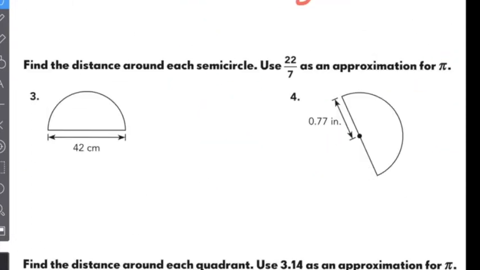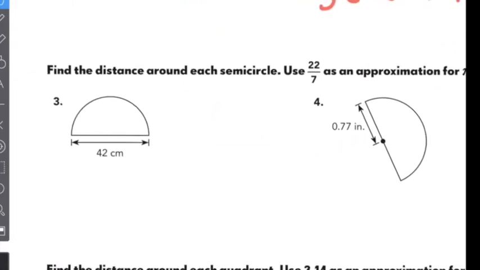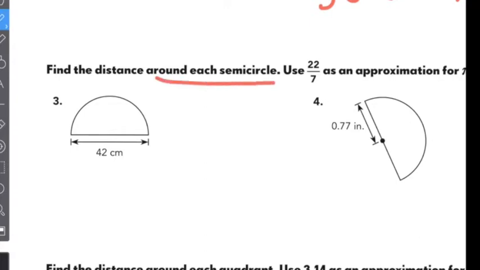The next two, let's talk about this. It says find the distance around each semicircle. So this is what it means. The arc here plus the diameter here. So let's go back to the circumference. Circumference is going to be the arc. So if I look at it, it's a semicircle. So I need to do this as my equation.